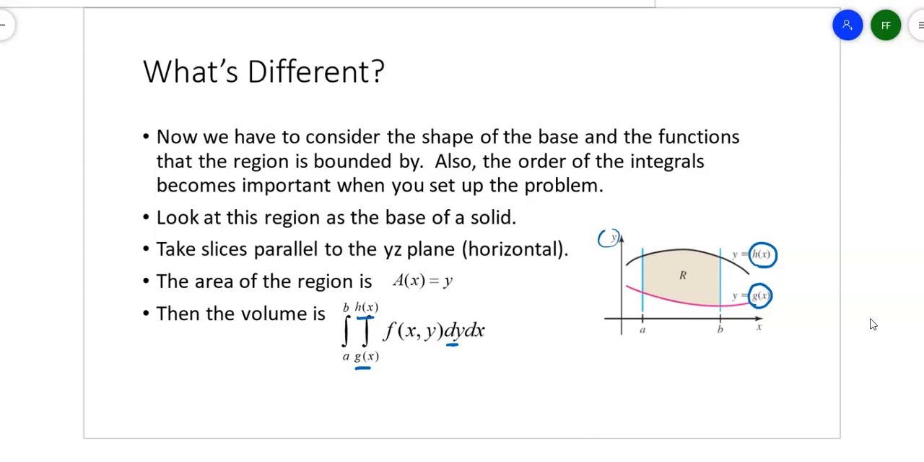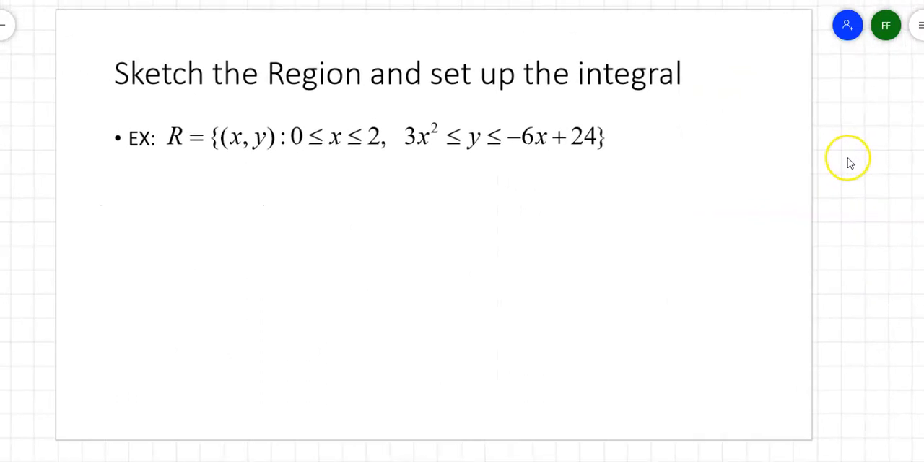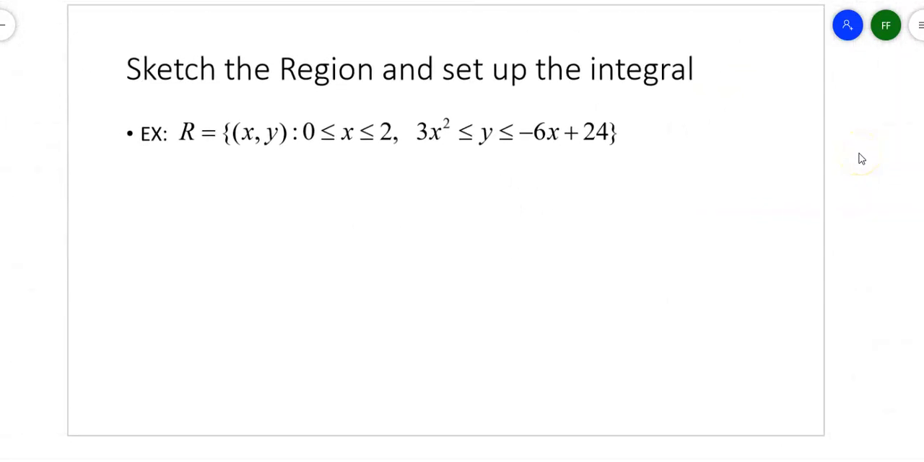Your x's, on the other hand, are going where? They're going left and right. So they're going from a to b. So your x's are going from a to b. Your y's are going from g of x to h of x. And once you set those bounds in there, then it's just a matter of integrating. So first figure out what your base looks like, then figure out what the limits of integration are in terms of which way your x's and y's go.